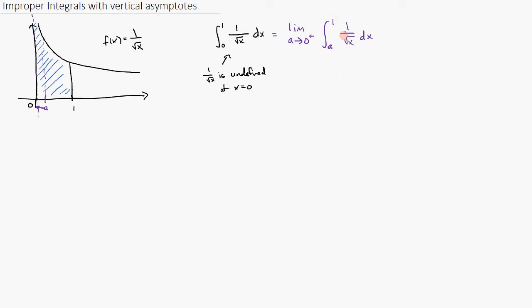Now I do the same thing as before. I first compute the integral, and then whatever I get, I use to compute the limit. So the antiderivative. Actually, let me rewrite the integral first. This can be written as x to the minus 1/2. So the antiderivative is x to the 1/2 over 1/2, from a to 1, and then the limit as a goes to 0 from the right.